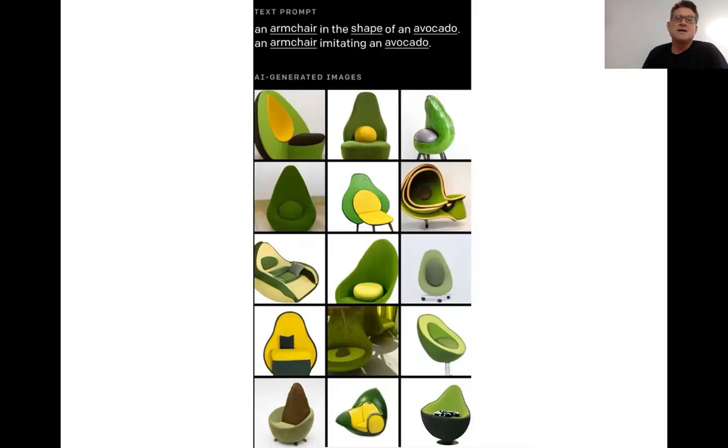This Avocado Armchair comes up with suggestions that very few people would have thought about, and some of them are really quite good. One of my favorites is this one here, but some of the other ones are also equally impressive. What it's suggesting is that what computers are good at is opening up possibilities beyond the range of what human beings themselves might think about.